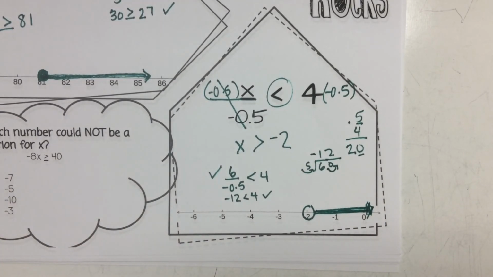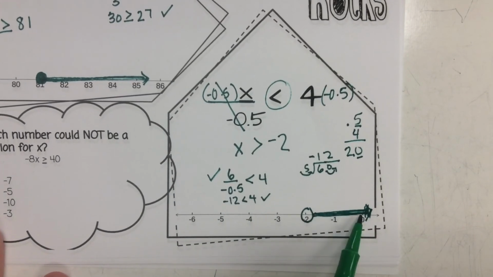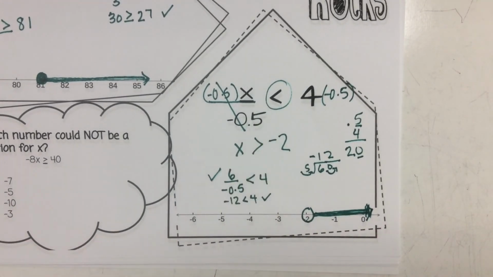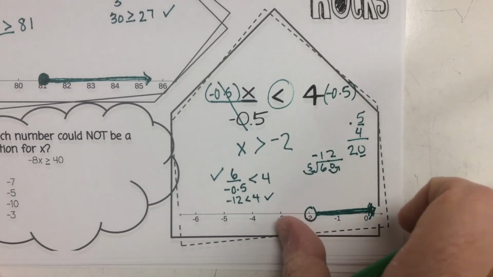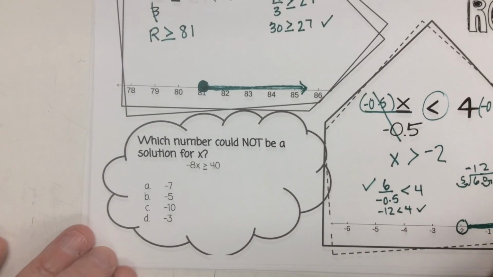Okay, so it's an interesting way to substitute and check, and you end up with a number that's not even in the problem, and that's okay. But it's just checking to see if I pick a number like 6 that would be over here on this number line, does it still make this inequality true? And it does. Last one here, okay?